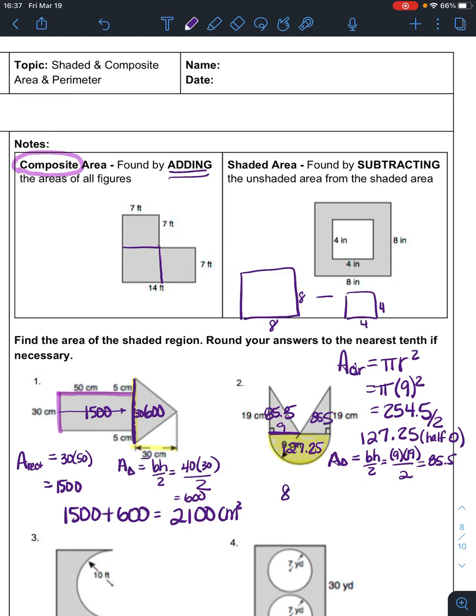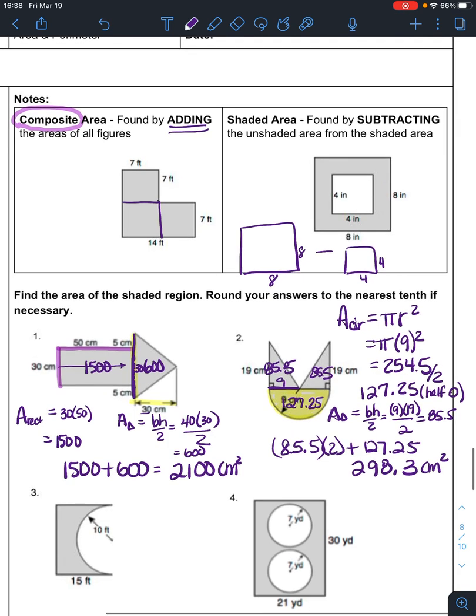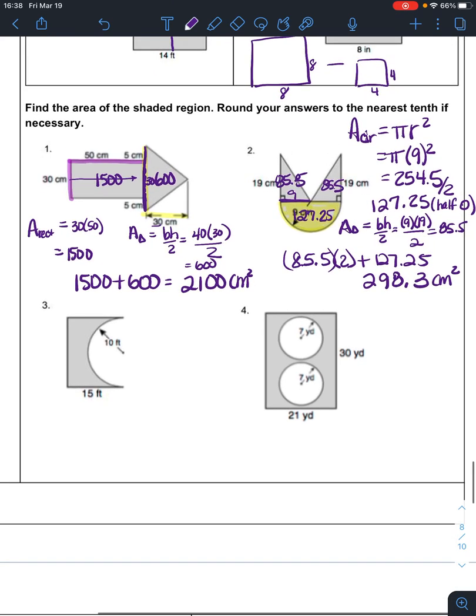So now I add them all together. 85.5, and I have 2 of those, plus 127.25. And I get 298.3 because it said to round, and that would be centimeters squared. So just take each shape. So this is basically just a couple of those shapes put together that we've been doing.